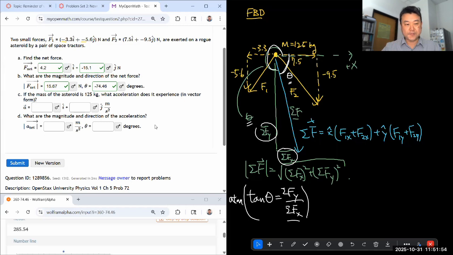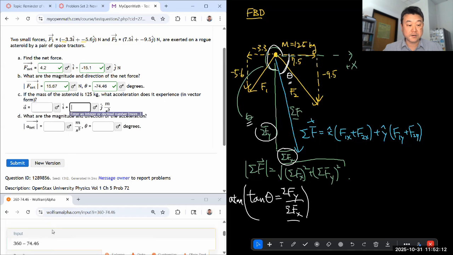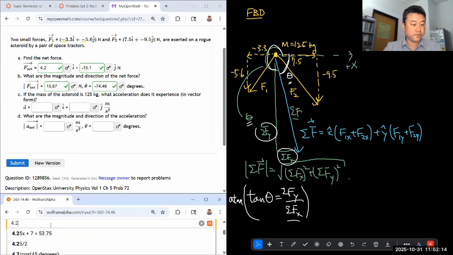So, if the mass of the asteroid is 125 kilograms, what acceleration does it experience in vector form? Oh, so here's the quickest way to do parts C and D. I basically take the answer to part A, divide by 125. Part A, divide by 125, that should give you the matching answers here. So I do 4.2, divide by 125, 0. So I gotta be careful here.